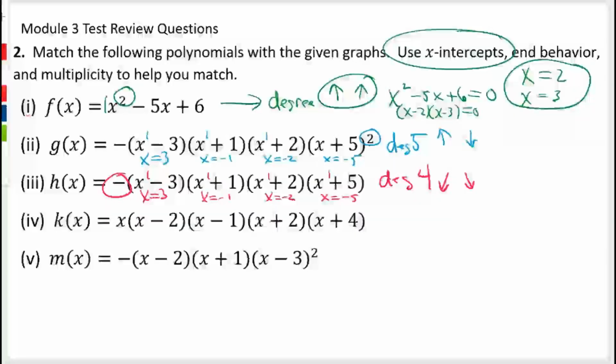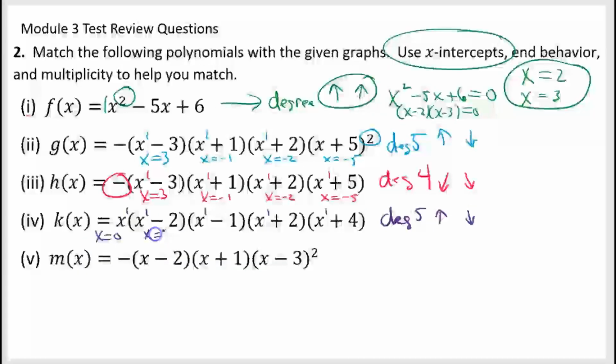Now, let me change colors again on you, and let's analyze the next one. So this is an x to the first times x to the first times x to the first times x to the first times x to the first. Notice there's 1, 2, 3, 4, 5 of these. This is a degree 5. The leading coefficient's positive. That's like a positive 1 right there. That means the left side is pointing upward and the right side is pointing downward. And what are my zeros? Hey, that gives me a 0. So x equals 0, x equals 2, x equals 1, x equals negative 2, and x equals negative 4.